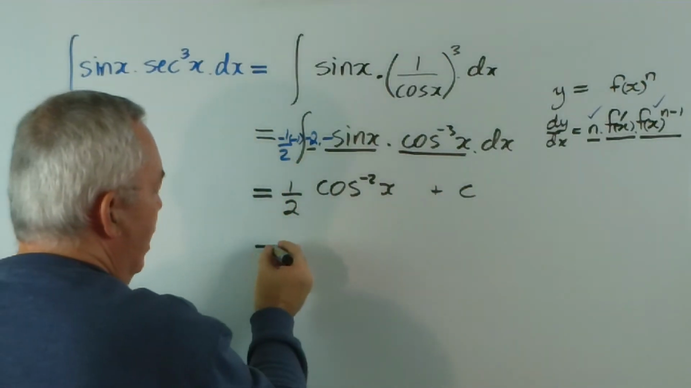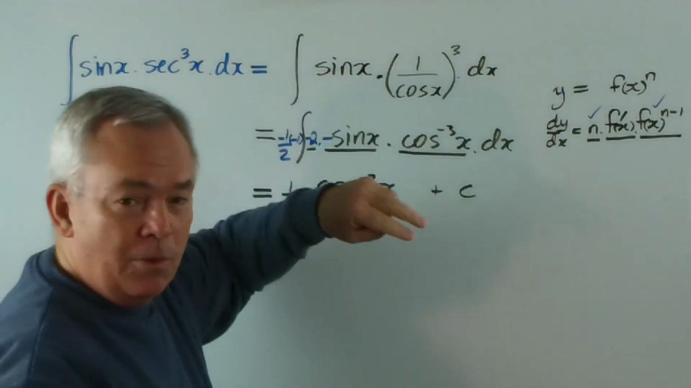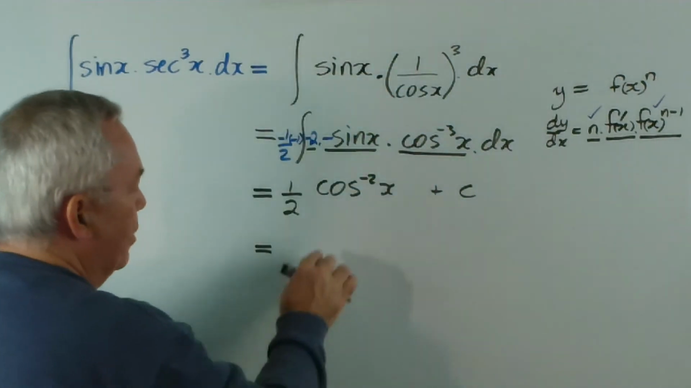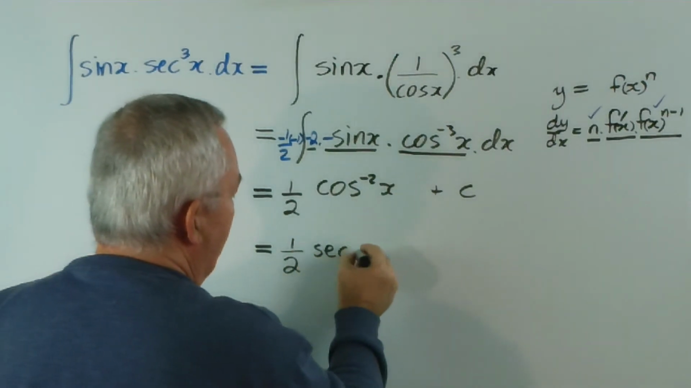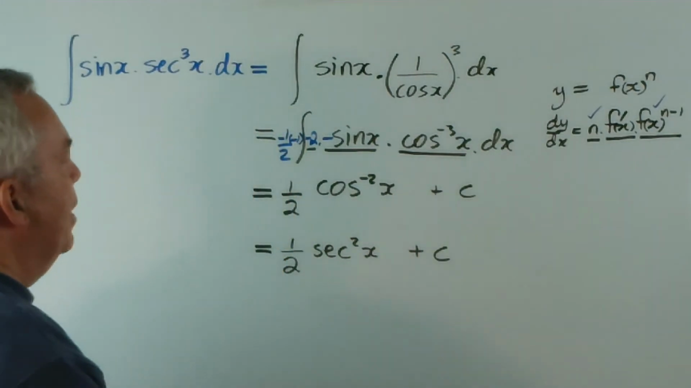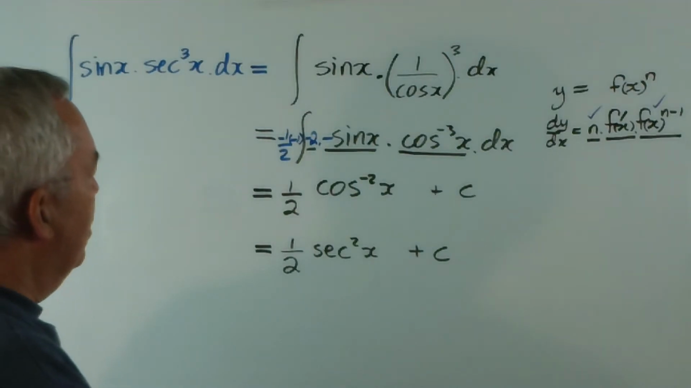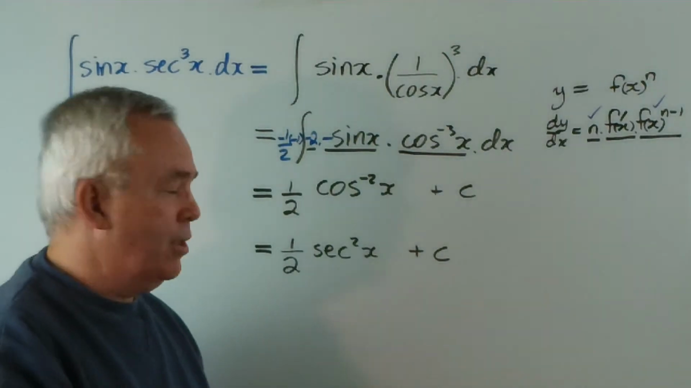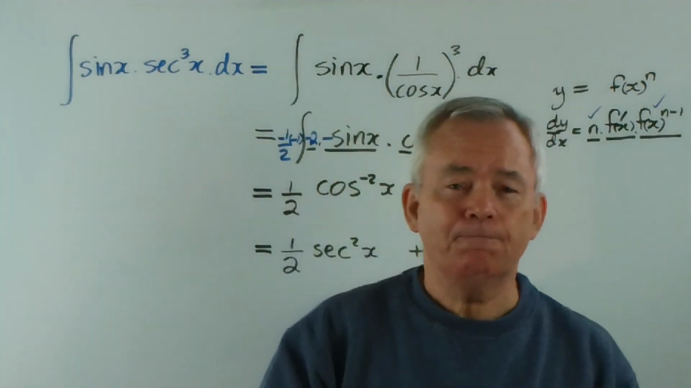Now, we could write this doing this in reverse, that is, finding the reciprocal of cosine and just writing it as half sec squared x plus c. So there you go. That would be a reasonable way of finding a way around that particular question. And really, that's as simple as you're going to get, I think.